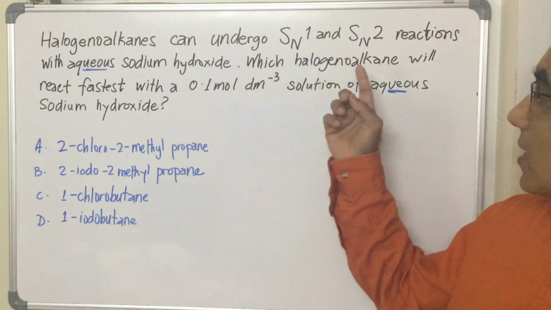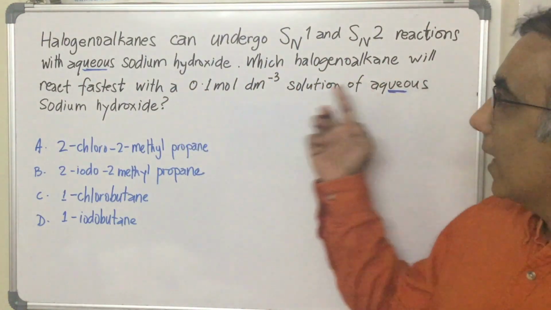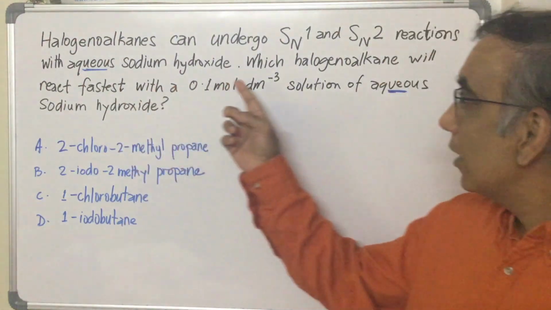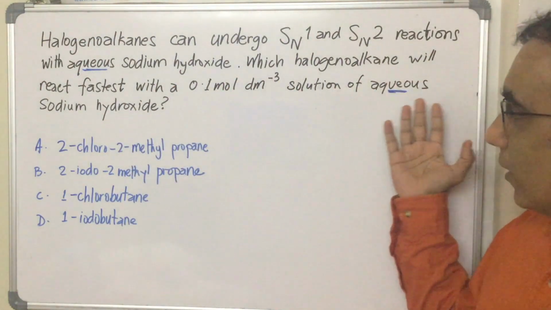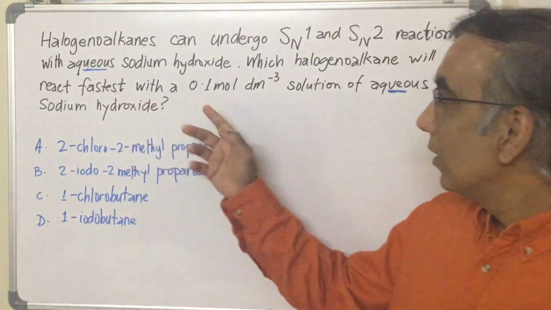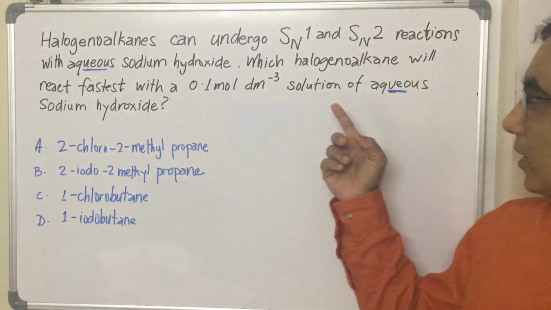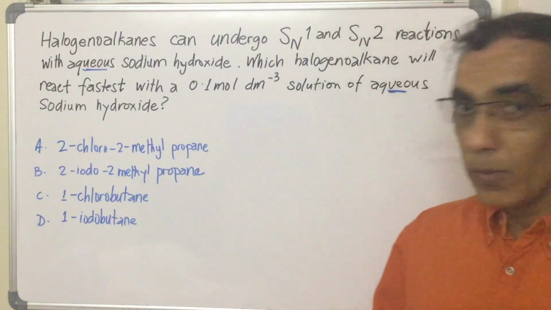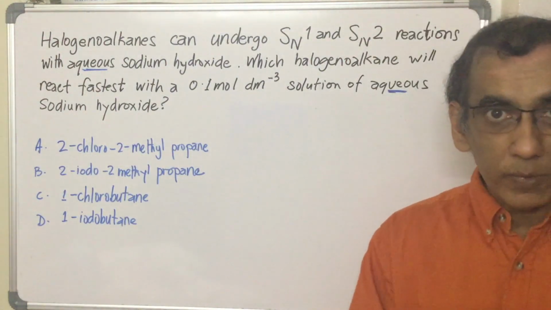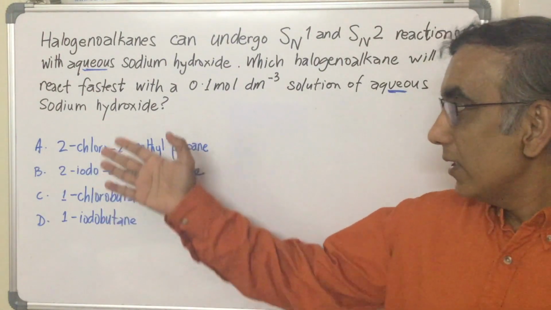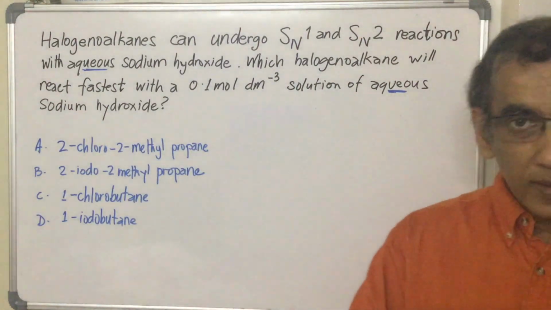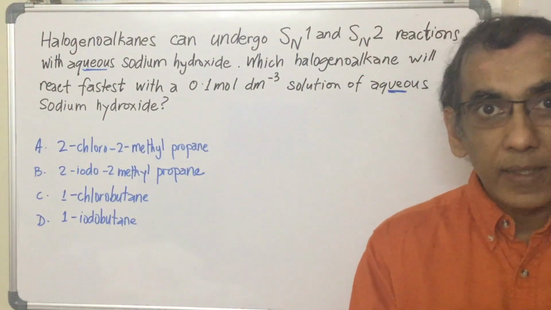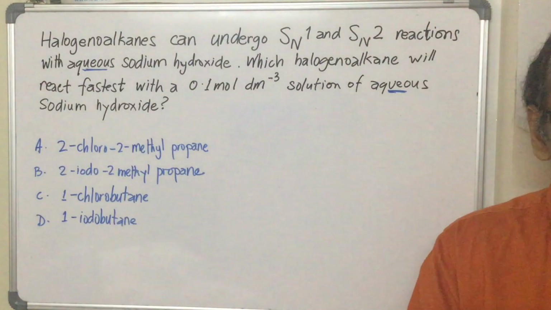Halogenoalkanes can undergo SN1 and SN2 reactions with aqueous sodium hydroxide. Which halogenoalkane will react fastest with a 0.1 moles per dm cube solution of aqueous sodium hydroxide? Well, the first thing you have to be able to do with this question, of course, is to take these four structures and have some idea as to what each one looks like.